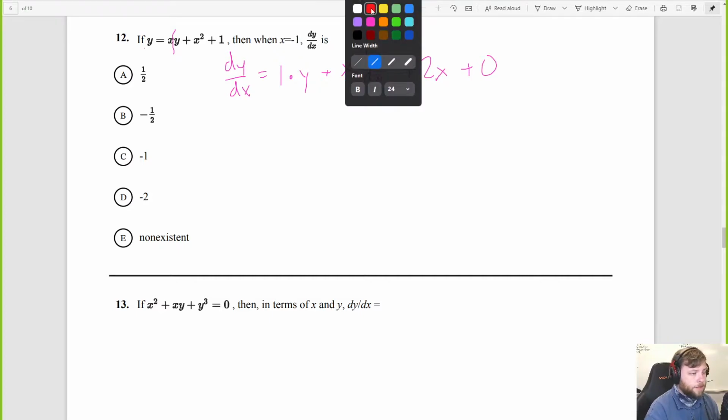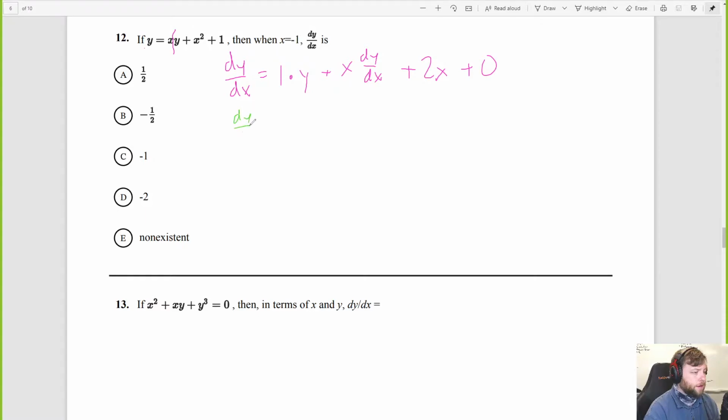Did I need to write a plus 0? No. I'll clean it up a little bit. dy/dx equals y plus x dy/dx plus 2x. Okay, if I'm just asked to plug in -1, oh, okay, so a few things. I'm going to have to plug in for x and y. I know my x. I actually just want to plug in the -1 right now because I think it'll be easier to do the math instead of isolating the dy/dx first.